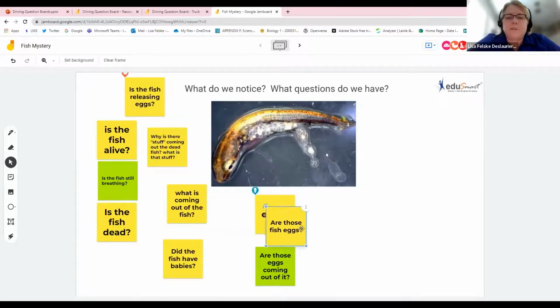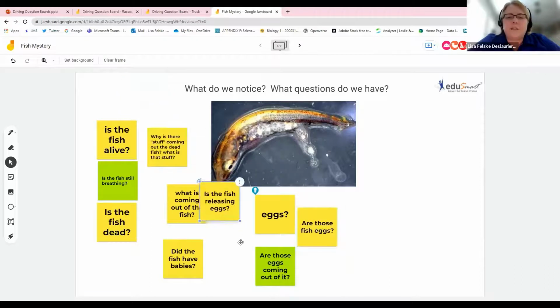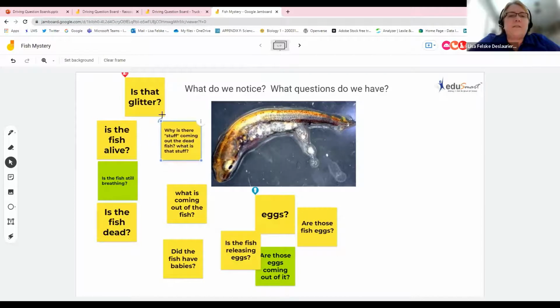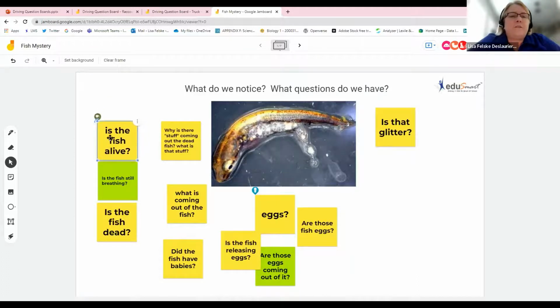Okay, lots of questions about eggs. I'm going to kind of group those together down here. But what is the stuff? Is that glitter? So this is someone thinking that it's not something natural. That's a good question. What else do you think it could be? We have this same question again, so I'm just going to put it on top. Did the fish eat something plastic? Oh, that's a really good question.